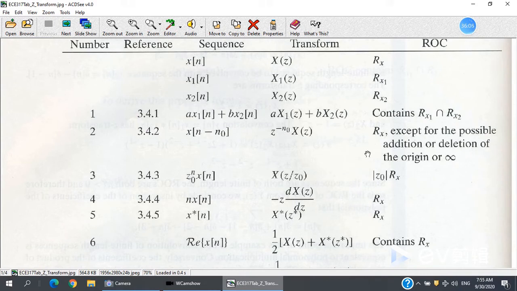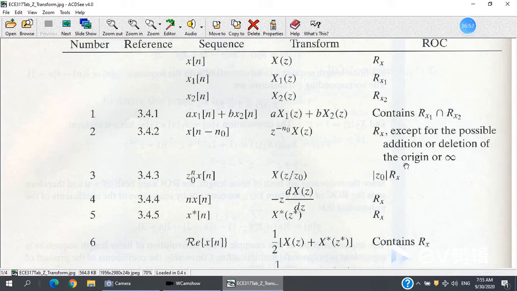And what is the ROC? It should be almost the same, but depending on n0. If you let z equal to 0, maybe you have 1 over 0, right? So you have to remove the origin point 0. And if n0 is the other sign, maybe you need to add the origin point. And you also consider the infinite point of z.